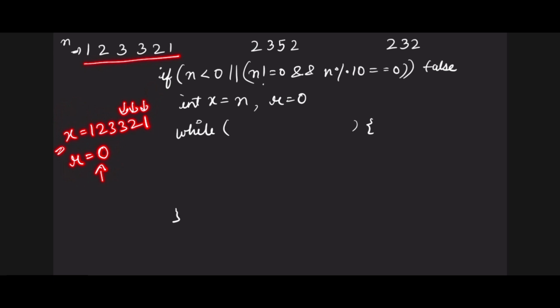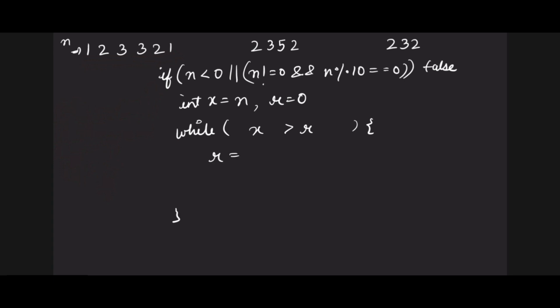Now, initially this x is greater than r, but there will be some point when this x will either become equal to r or it will become less than r. And that point will occur when you have taken half of the digits from here to here, right? So our while loop condition will be that while our x is greater than r, you keep on taking a digit from x and add it in the reverse, right?